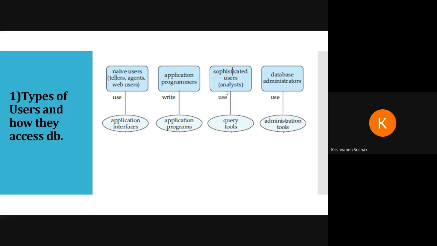So, types of user and how they access the database. Let us see that. As we saw, there are four types of user: naive user, application programmer, sophisticated user, and database administrator. What will the naive user do? He will use the application interface. If he wants to fill some form, or if he wants some data from a website, the naive user will use the application interface.